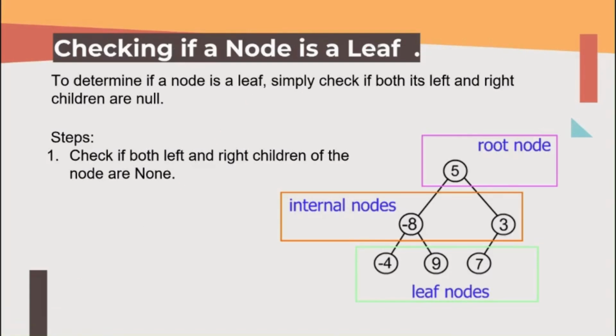Check if the node is a leaf node or not. To determine this, if the element doesn't have any right or left subtree, then we consider it a leaf node. For this, in this example, -4, 9, 7 are considered leaf nodes because there are no subtrees or children for these elements. Then these are called leaf nodes.